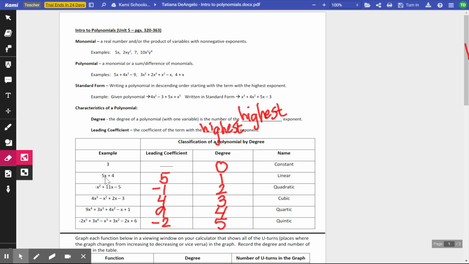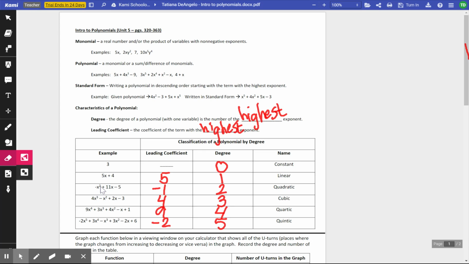For the second one, I have 5x plus 4, which would be linear. I know that x is to the first power here because I don't actually see a number there. So therefore, the number that is my leading coefficient has to be 5 because that's what's in front of my x. For the next one, I have negative x squared.